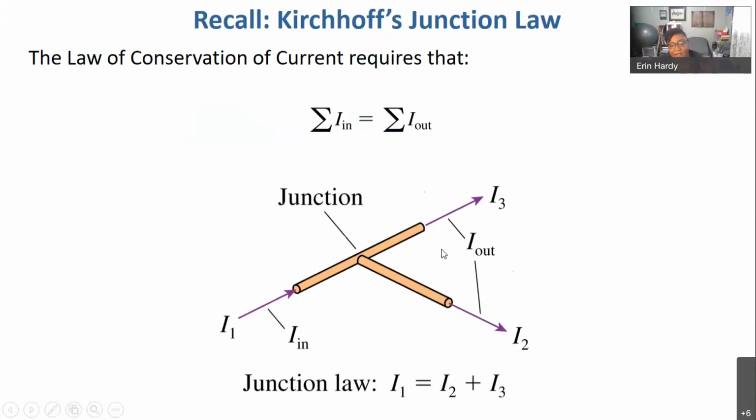So this here, I won't spend too much time on because we already reviewed it a little bit earlier, but the junction law just indicates that the current that goes into a junction has to be equal to the amount of current that comes out. And this is really just the law of conservation of energy combined with the law of conservation of current to come to this conclusion here.